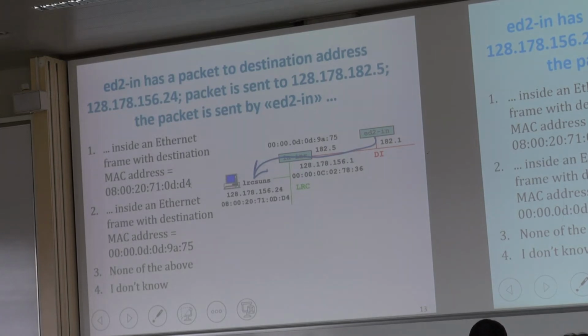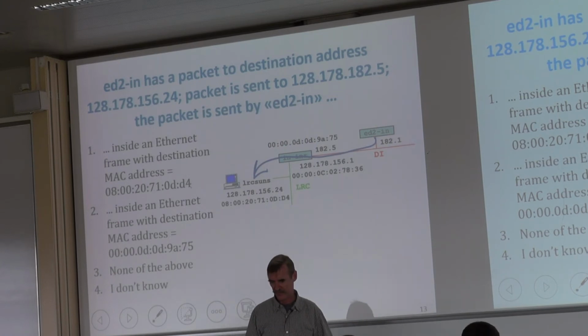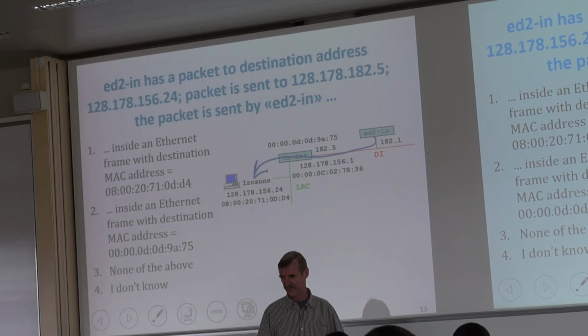So here, a small question. ED2-IN has a packet to send to LRC Sun S, and we observe the packet at the source. What is the destination MAC address?